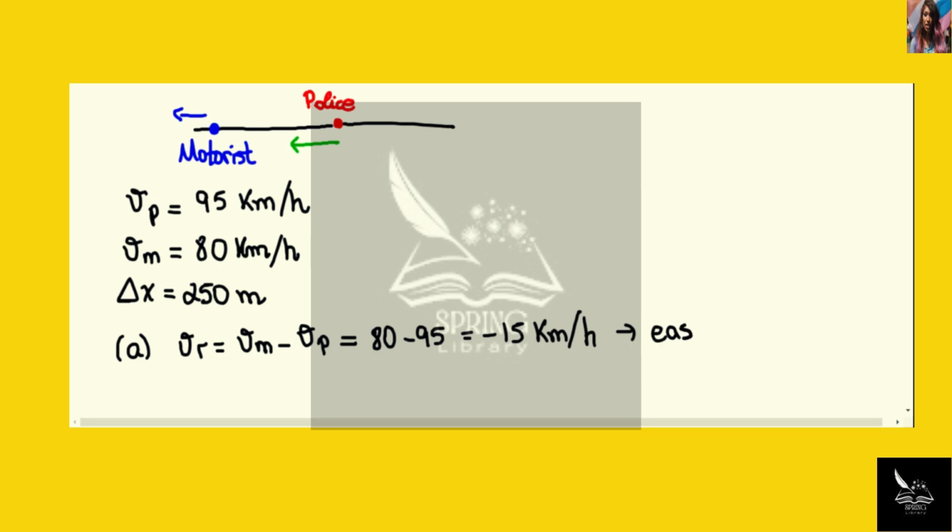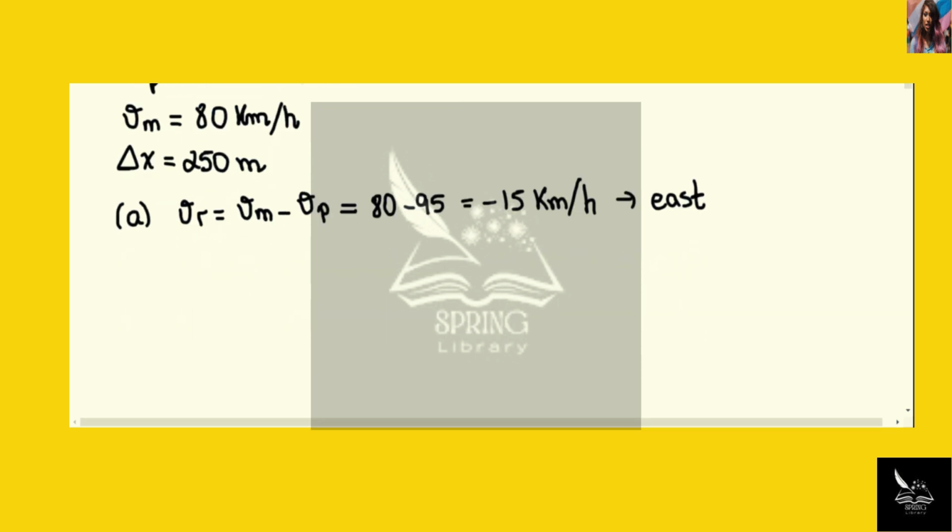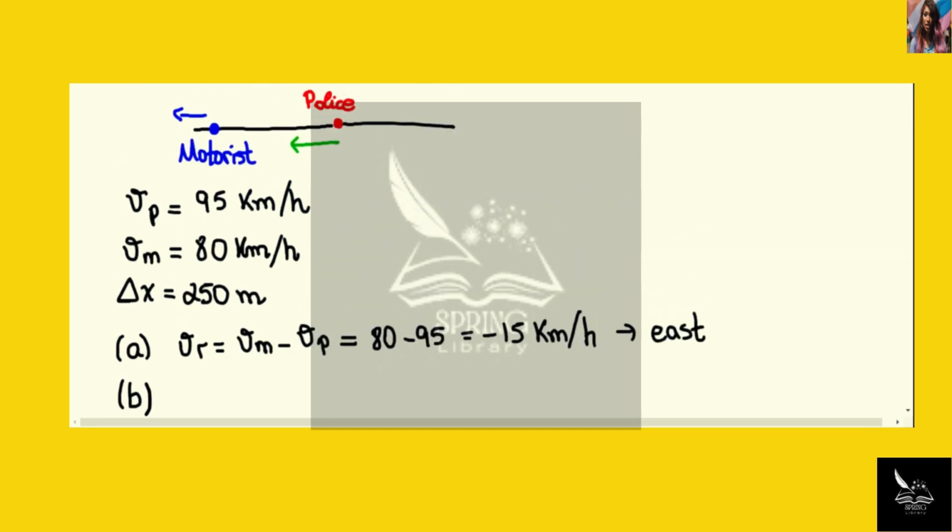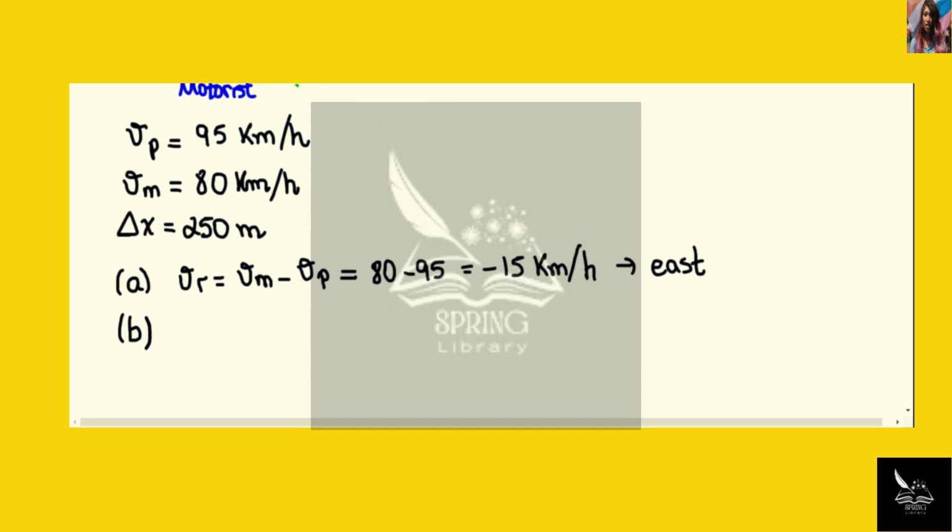Okay, this means that the speed is 15 kilometers per hour and the velocity is pointing to the east. In question B, we have to find the velocity of the police car with respect to the motorist. In that case, the relative velocity is the velocity of the police car minus the velocity of the reference frame, which is 95 minus 80, or 15 kilometers per hour, to the west.